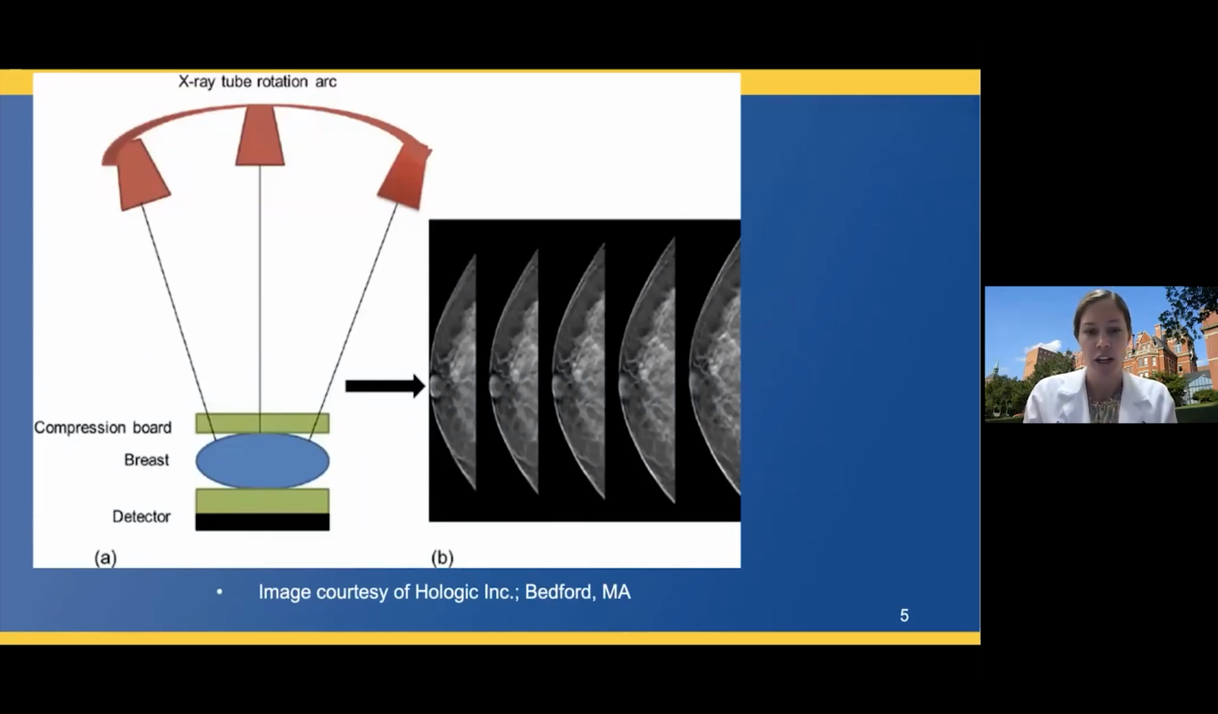This is from the Hologic website, but the blue circle represents the breast. You can see in a mammogram that it is compressed between the detector and the compression board, which are in green. The X-ray tube at the top in red will rotate around the patient and take these angled images, and the images are then reconstructed so you can scroll through the individual slices.